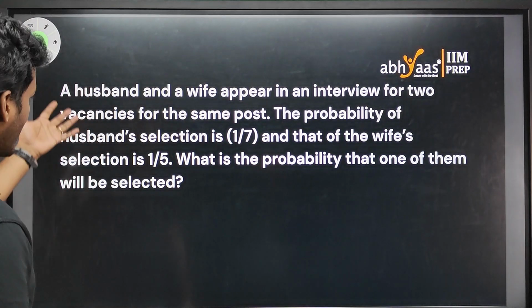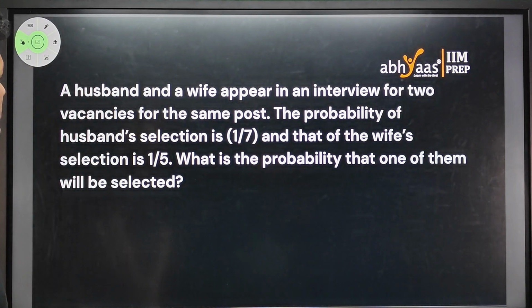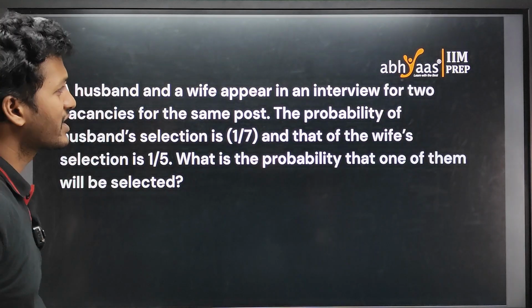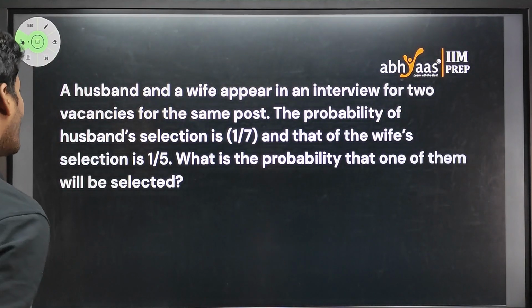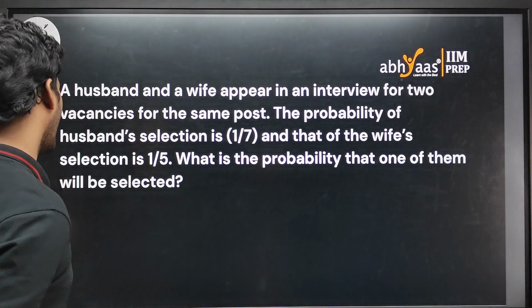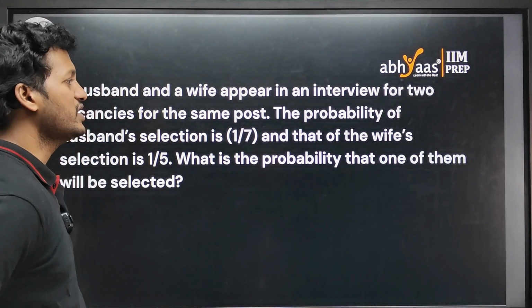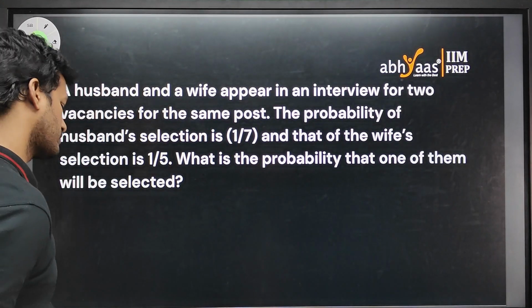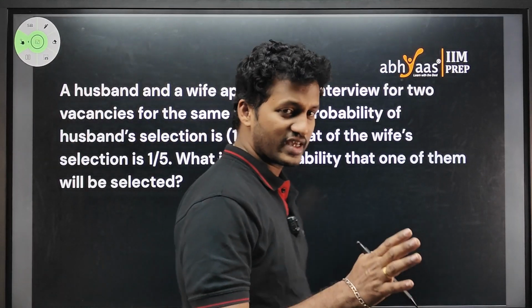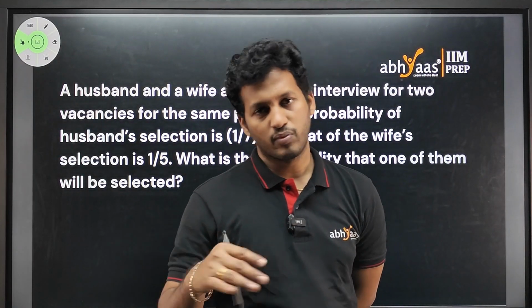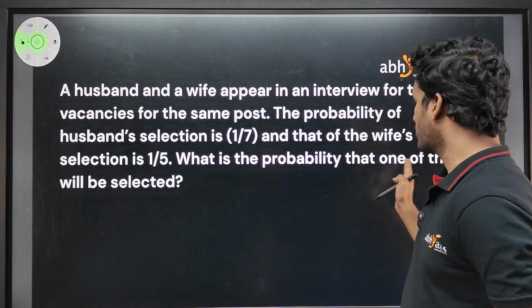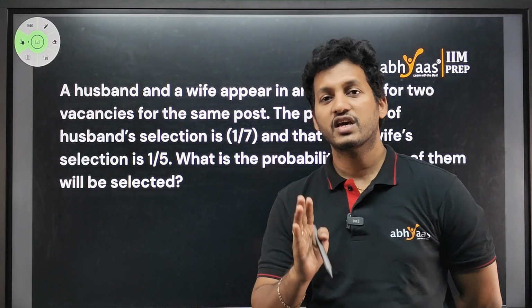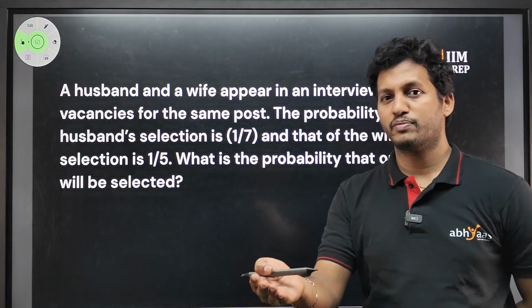This is what I am talking about, the conditional probability. A husband and wife appear in an interview for 2 vacancies for the same post. The probability of the husband's selection is 1 by 7 and that of the wife's selection is 1 by 5. What is the probability that one of them will be selected? Here there are 2 vacancies, so both can get selected, but the condition is that one of them will be selected. That means if one person gets selected, the other should not be selected.